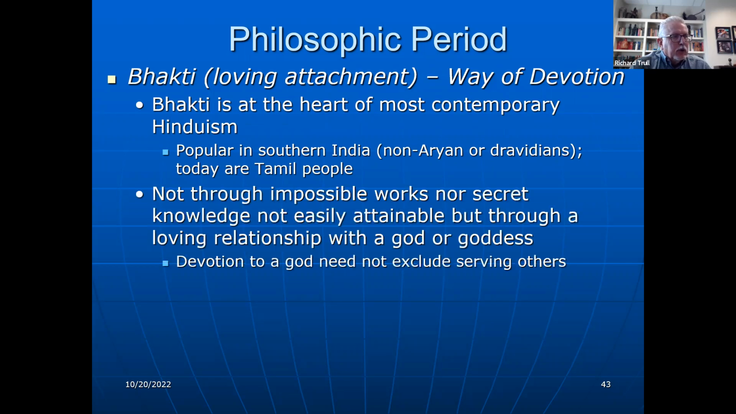So it's not through impossible works or secret knowledge, the two previous ways, because it's not easily attainable that way, but through a loving relationship with a god or goddess. So they're pointing to literature that says the best and easiest way to get out of the cycle of samsara, reincarnation, and release your soul is by devotion to a god. Not to the extent that you have to exclude any other god, but you can still have the beliefs. It's like henotheism. You can believe in one god or worship one god, but you still believe in the other gods.